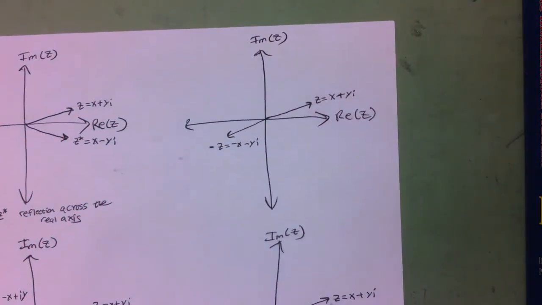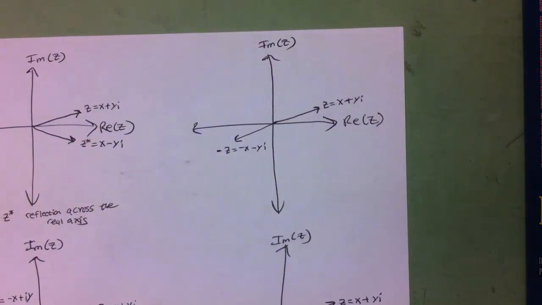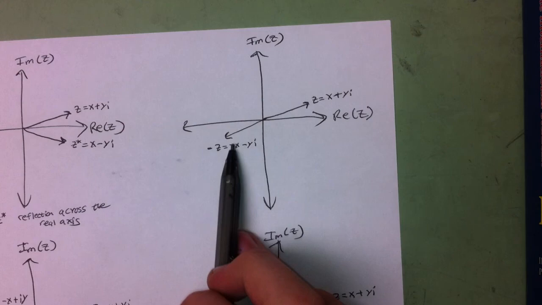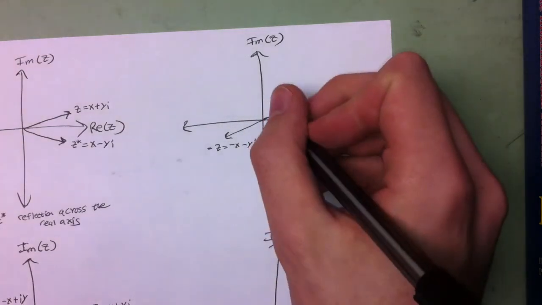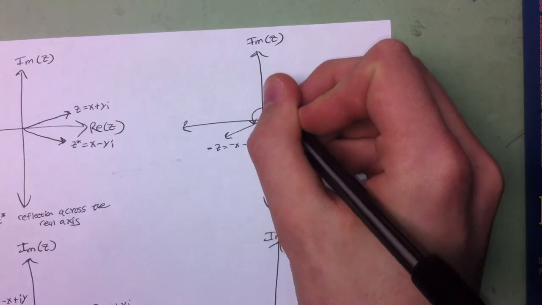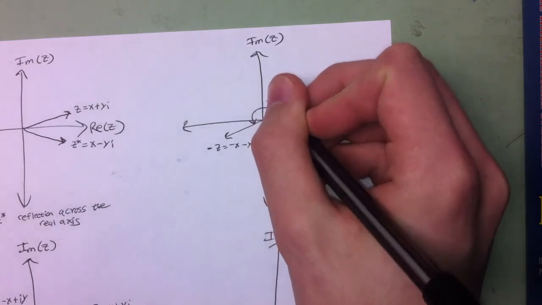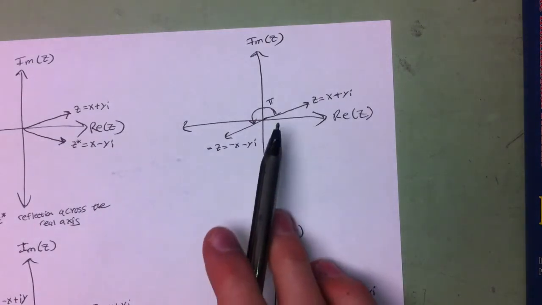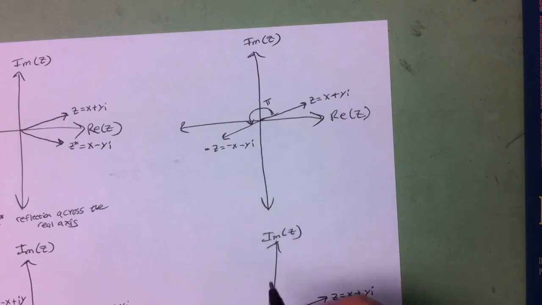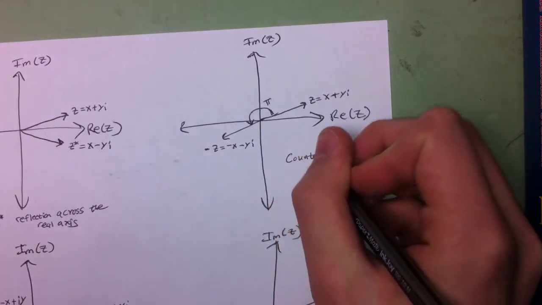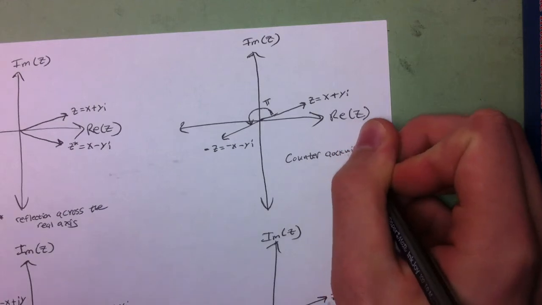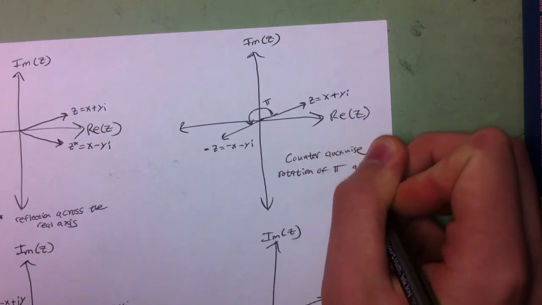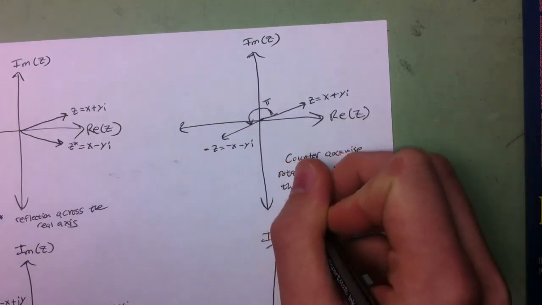So then for Z to negative Z, this one, as we move Z this way, negative Z would also move this way. So this is a rotation of pi about the origin. And this could be counterclockwise or clockwise, but I'm going to say counterclockwise. So this is a counterclockwise rotation of pi about the origin.